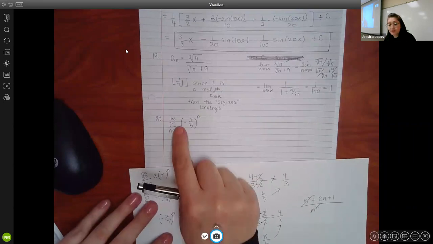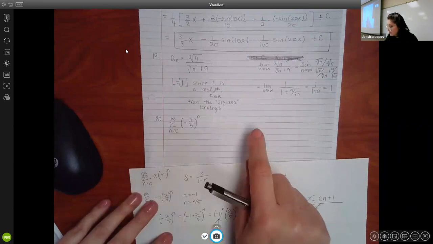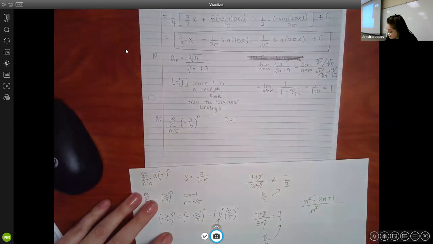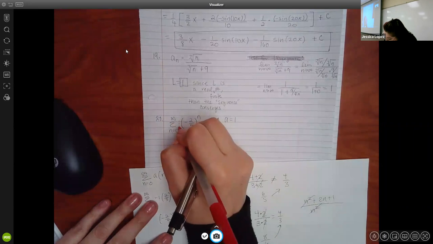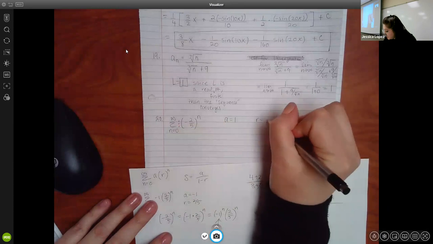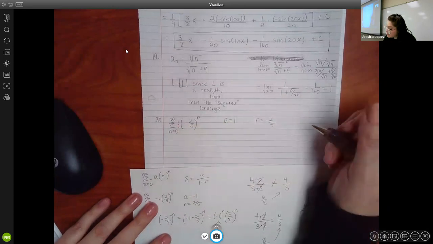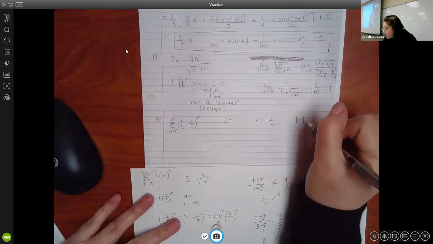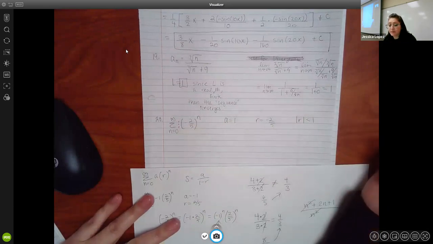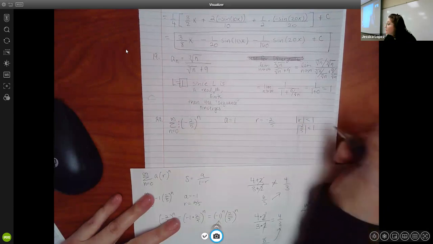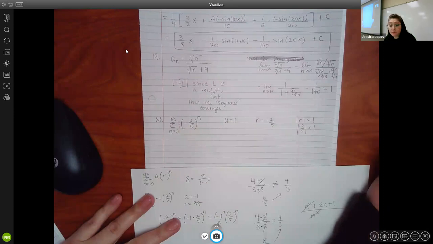If there's not a number sitting right outside just from the get-go, then that A is going to be an invisible 1, okay? It has to be. And then R is going to be the negative 2/5. All we need to know in order for us to say that this converges is that the absolute value of R is less than 1, right? So that means, is this less than 1? It is, right? It'll be a positive 2/5, which is less than 1, okay?